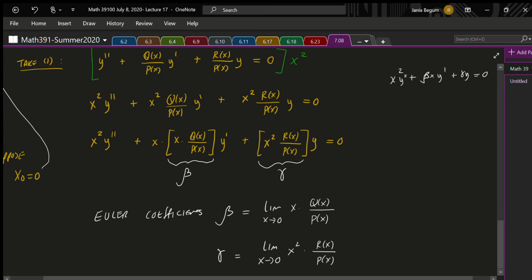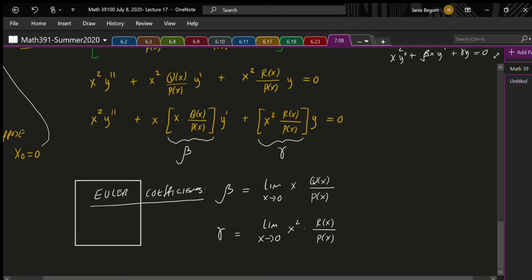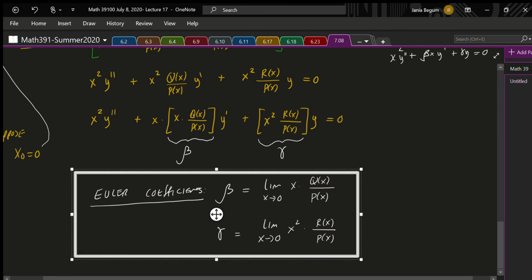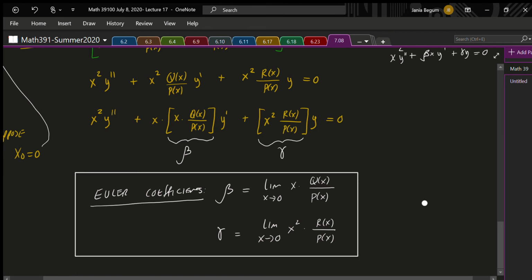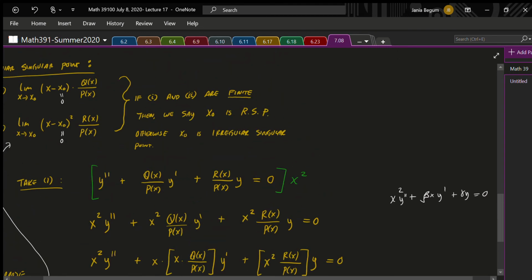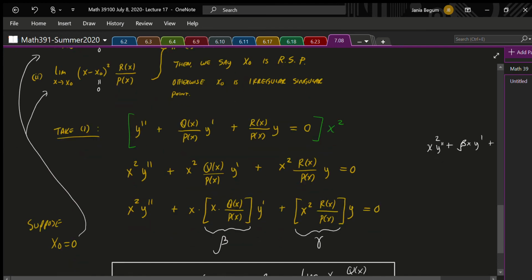So very important for 5.5. We'll just keep this in the back of our head as we proceed to 5.5. Hopefully you will recall that Euler coefficients are beta and gamma, which can be defined as these following limits. And if these limits are finite, then we know that particular singularity is a regular singular point. Okay, so that's the takeaway from these two concepts. So let me know if you guys have questions.